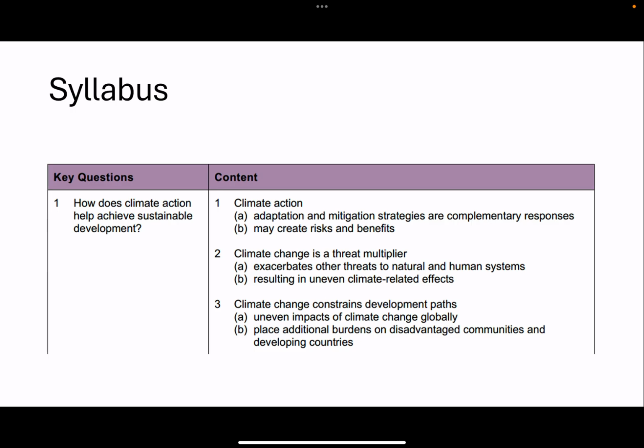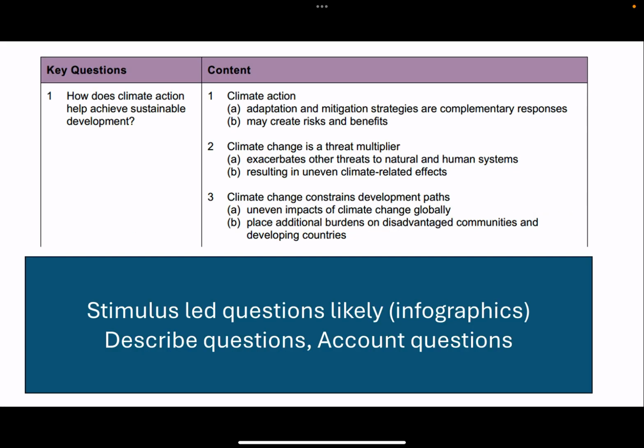Okay, so KQ1, how does climate action help achieve sustainable development? So once again, you can look at it in terms of either what are some of the adaptation and mitigation strategies, or how can you package it so that climate change can be viewed as a threat multiplier and how it can constrain developmental paths. Okay, so stimulus-led questions, if it's not an OEQ, it will be stimulus-led questions. We've seen infographics which talk about certain of these strategies. It can be a describe question, it can be an account question, but this area can be easily packaged into a recall question. If they cannot set everything as OEQ, you can only have one OEQ, and it may not be climate even.